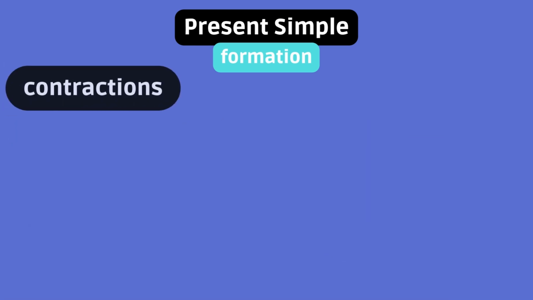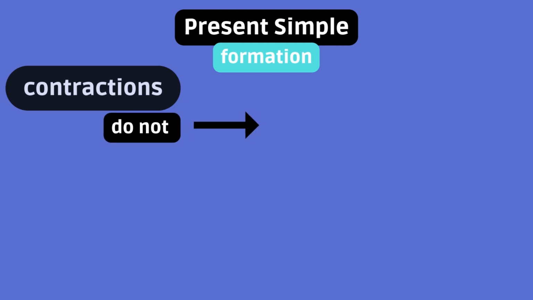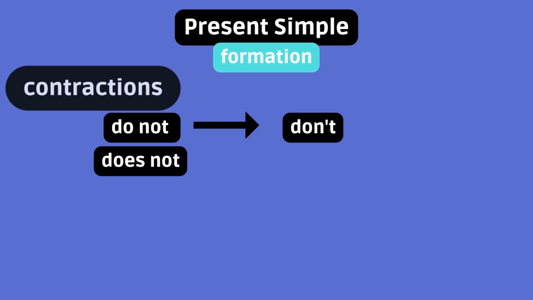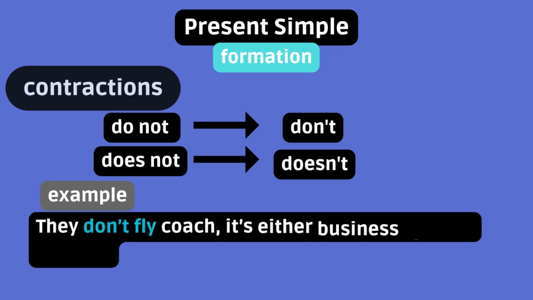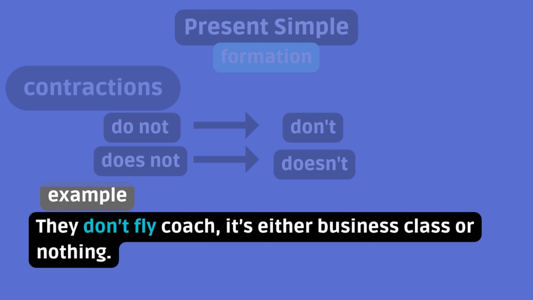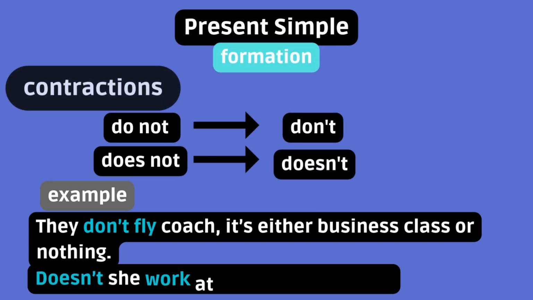Contractions are encouraged and pretty much everywhere. Don't forget that. Do not equals don't. Does not equals doesn't. Example, they don't fly coach. It's either business class or nothing. Doesn't she work at a different branch?